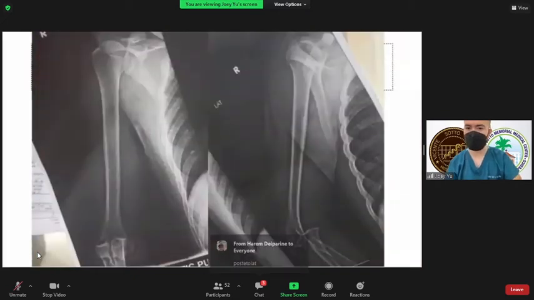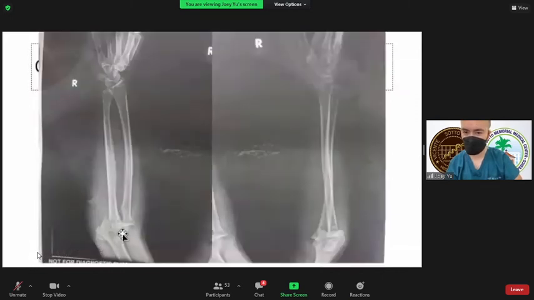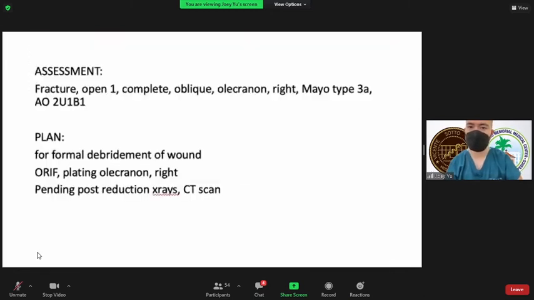For the radiographs, these are your AP and lateral views of the humerus. We noted an olecranon fracture, which is volarly displaced. And here is your forearm view and your elbow AP and lateral. The radial head is also volarly displaced together with the olecranon fracture. For our assessment, open fracture, complete oblique olecranon right, Mayo type 3A, AO 2U1B1. For the plan, formal debridement of wound, open reduction internal fixation, plating of olecranon right, then pending post reduction x-rays and CT scan.